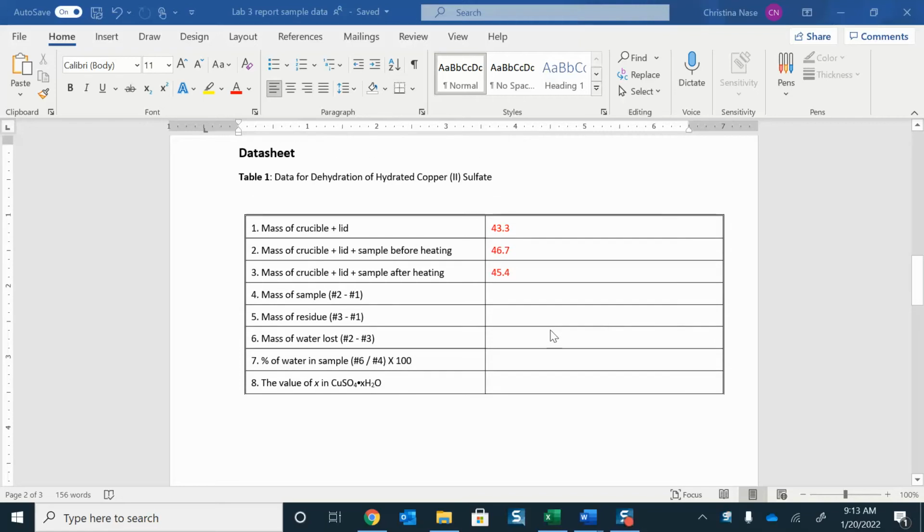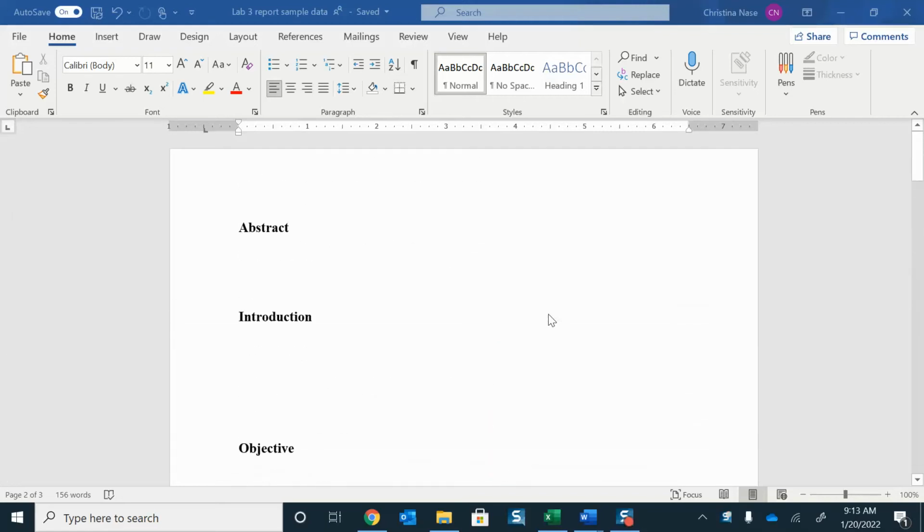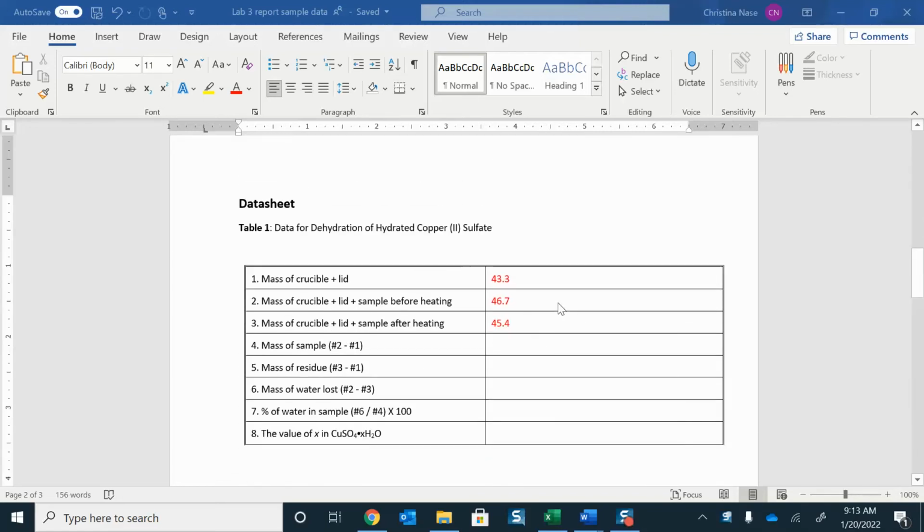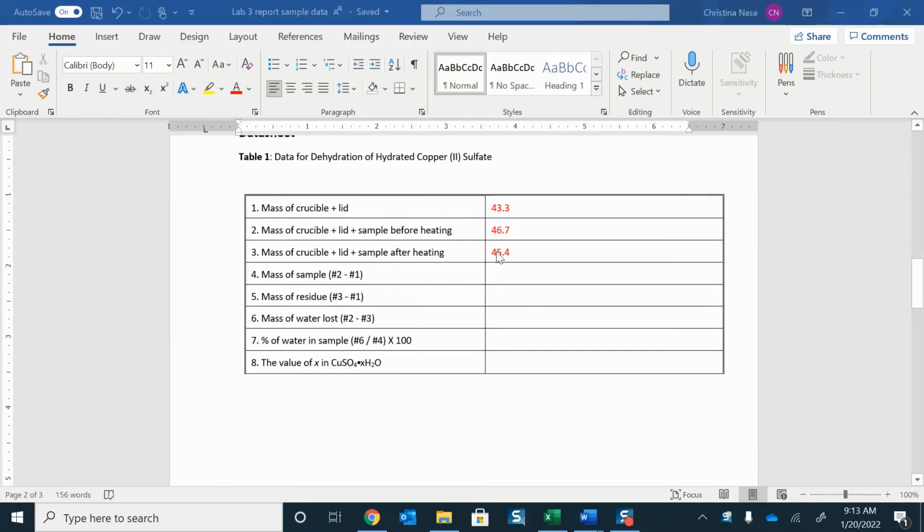Okay, so let's look at the Hydrates Lab, or the dehydration of a salt. So this is lab 3, and here's some sample data. In this lab, what we did was we had a crucible, and we put some hydrated copper 2 sulfate in there. We heated it up.